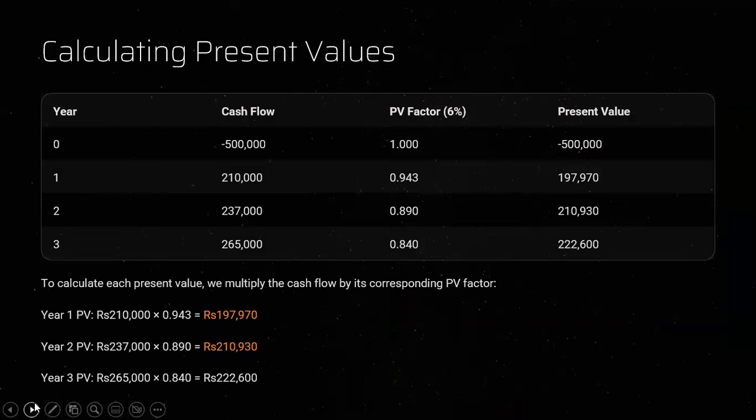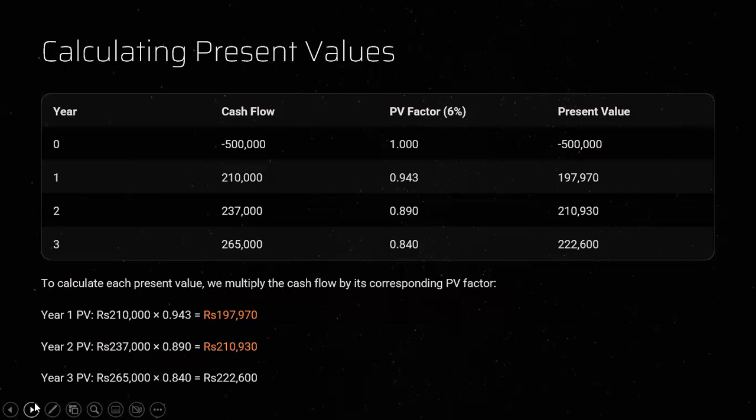into PV factors. Now these PV factors, I already showed the method. So what I get is, year one, it is 2 lakh 10,000, but when I apply present value, it's 1 lakh 97,000. Year two, it is 2 lakh 10,000. Year three, it is 2 lakh 22,000.